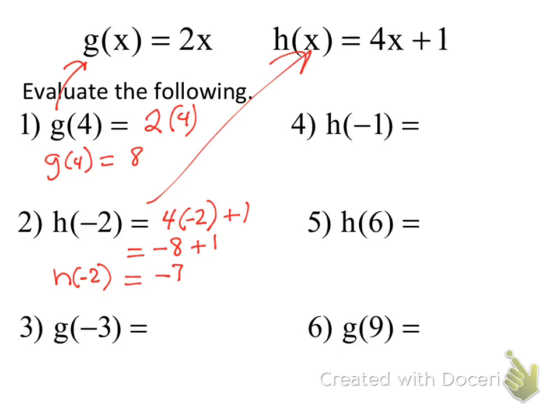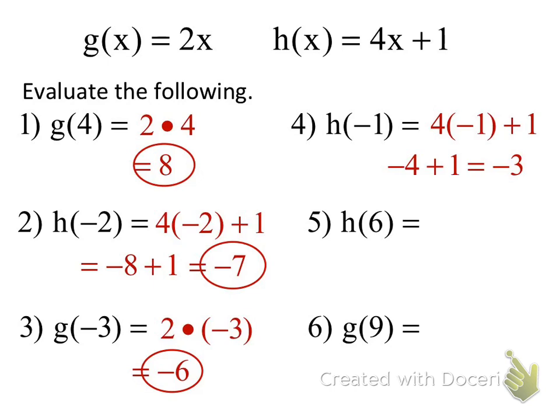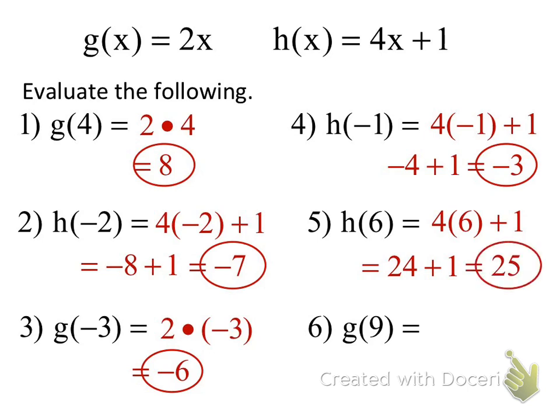Go. Now check your work. Number 3 is negative 6. Negative 3 is negative 6. Number 5 is 25. Number 4 is negative 3. And number 6 is 18. Any questions?